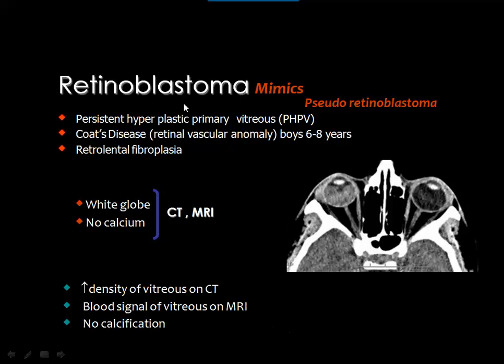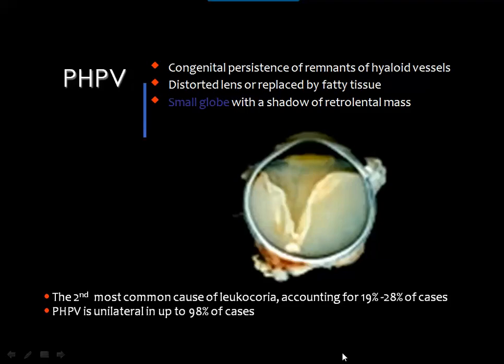In all three conditions, you get a white globe by CT and by MRI, and there is no calcium, and this is a very important differentiating point. The density of the vitreous will increase on CT, and it will also increase on MRI, showing high signal, and you cannot detect calcium, of course, in these lesions.